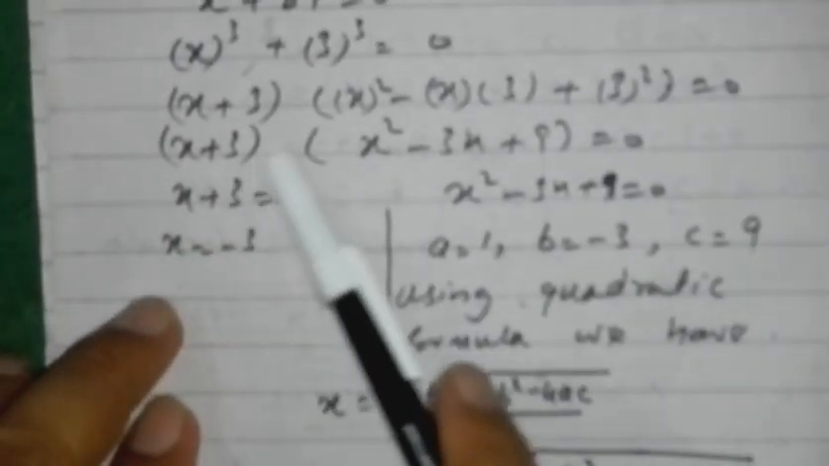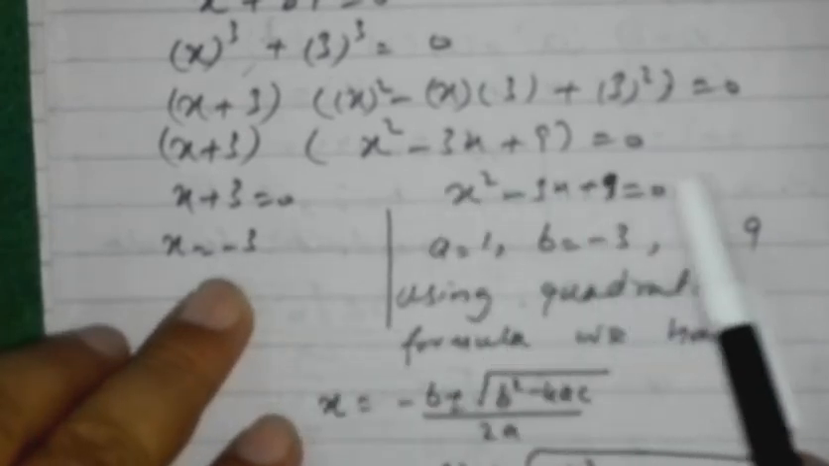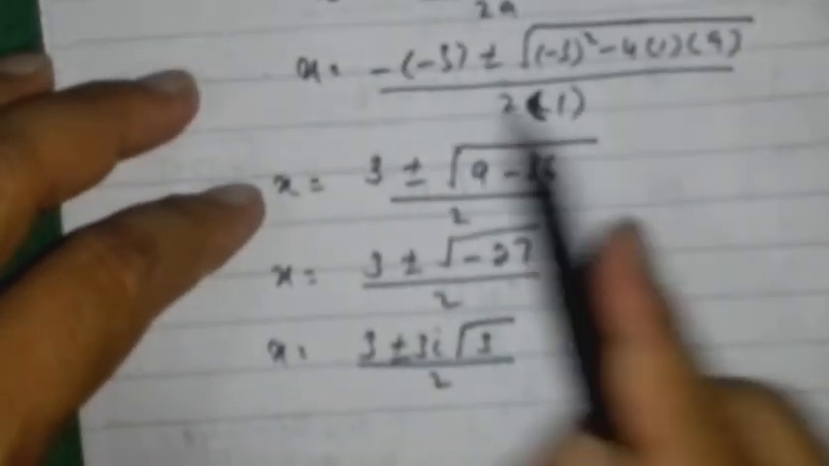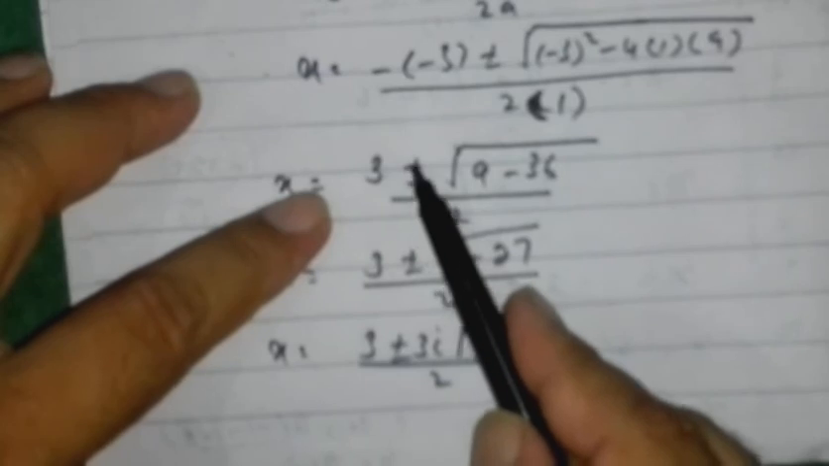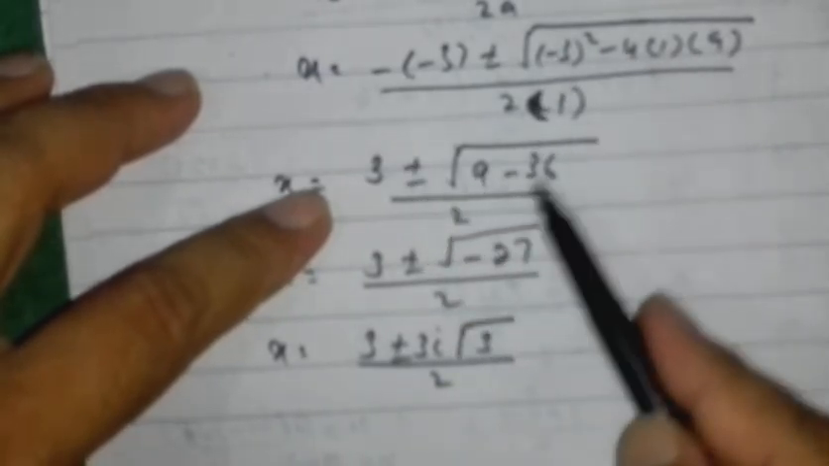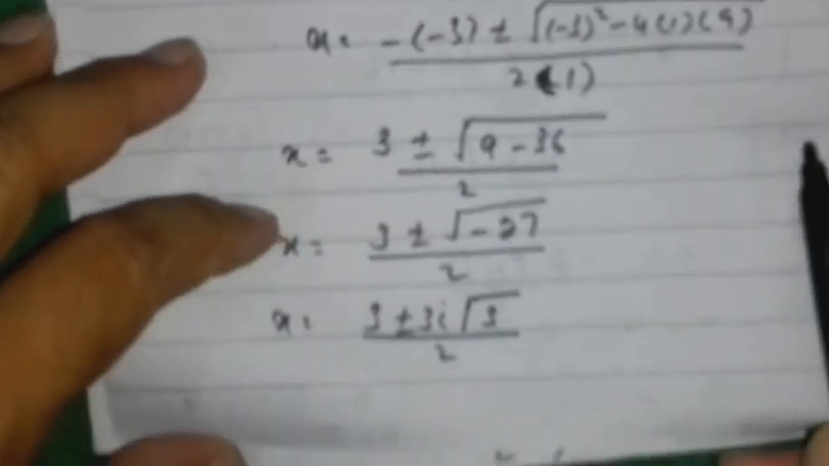Now shift this 3 to the right side, it becomes x equals minus 3, and using the quadratic formula, here the a value is 1, the b is minus 3, and the c is 9. Putting the values in the formula, here minus of minus 3 plus minus under the root minus 3 square minus 4 into 1 into 9 divided by 2 into 1, the a value. Now minus into minus plus 3 plus minus under the root minus 3 whole square, we get 9, and 9 fours are minus 36, minus 36 plus 9, we get minus 27.